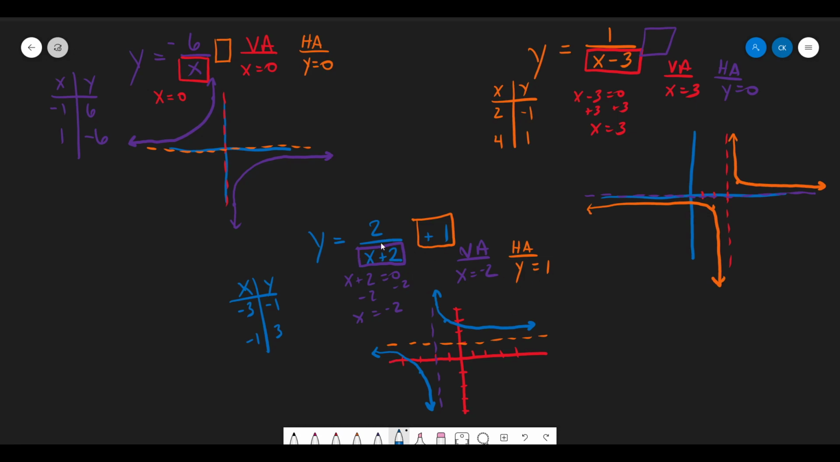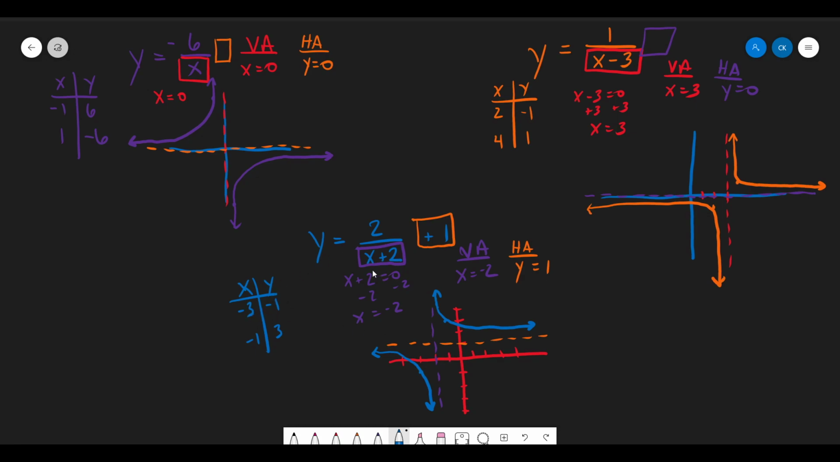And then same for the last one. Take the denominator, x plus 2, set it equal to 0. I get x is equal to -2 as the vertical asymptote. Here I do have something added on to the end, so plus 1, that's going to be my horizontal asymptote. So I create the vertical and the horizontal asymptote, pick one point from the left and the right of the vertical asymptote. So in this case, I'm actually picking -3 and -1.